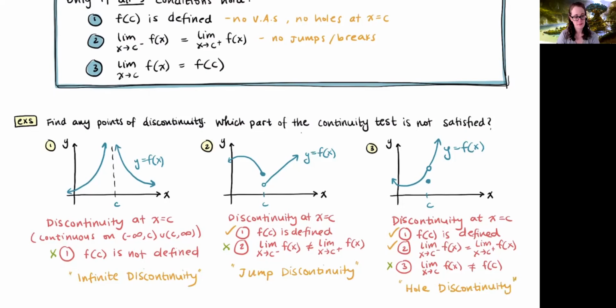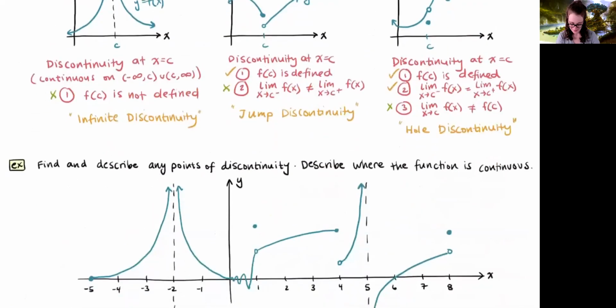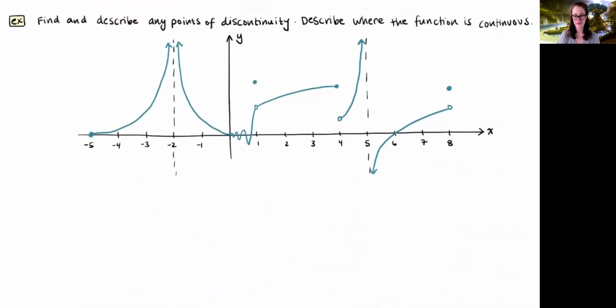So why don't we take a look at a larger graph and determine where some discontinuities are. So this is a crazy function. Take some time to pause this and maybe sketch this graph to the best of your ability here. It's doing a lot of crazy stuff. It's got some vertical asymptotes. It's got a jump. It's got a hole. It's got a little crazy wave thing going on.